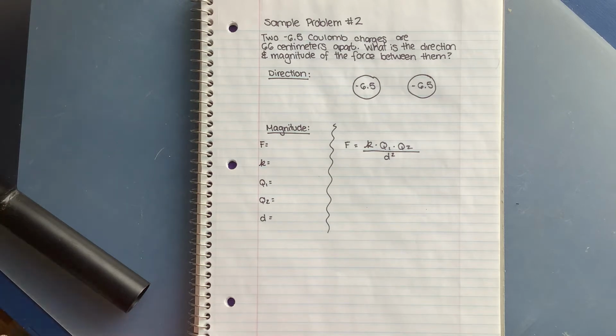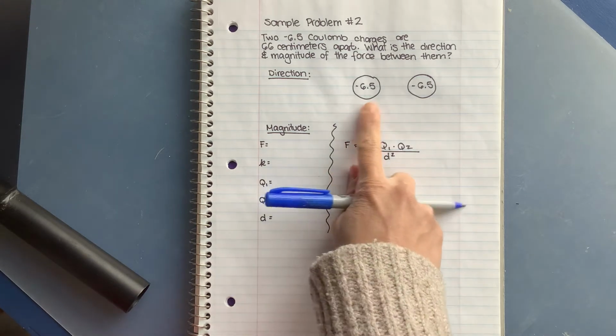I wanted to take a few minutes to go over the second sample problem from class today in a little bit more detail, and to show you the buttons on the calculator and give you a process for that. In this problem, we had two negative 6.5 Coulomb charges, 66 centimeters apart, and we wanted to know the direction and the magnitude of the force between them. So let's start with the direction.